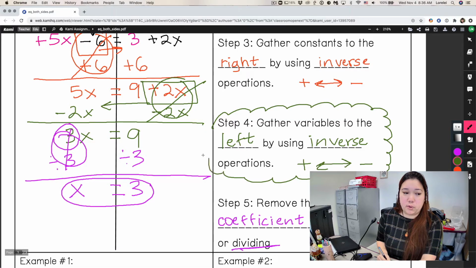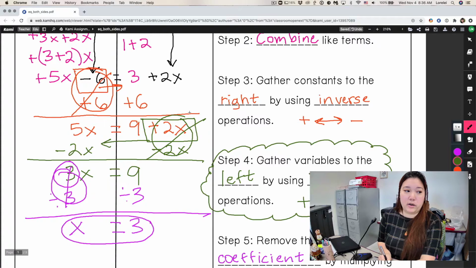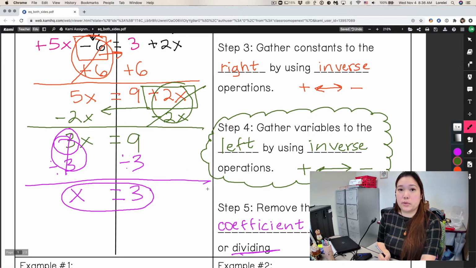So this is a very important step, that you do not want to divide until the very end. When you have one term on both sides, then you divide. If you still have 2 terms like we did over here with 9 plus 2x, you shouldn't be dividing yet. You should only divide when you have 1 term on both sides.